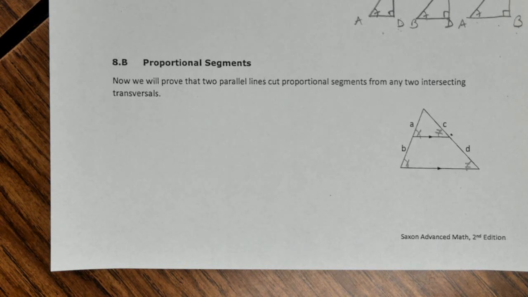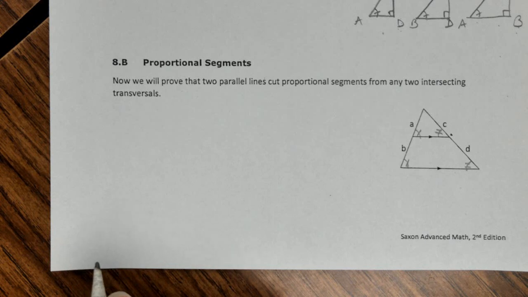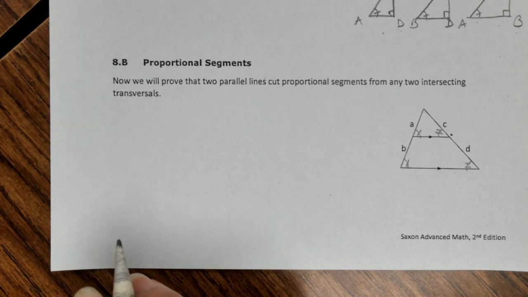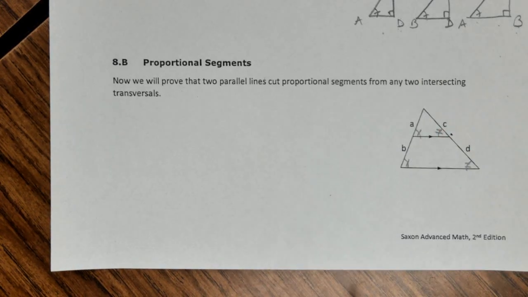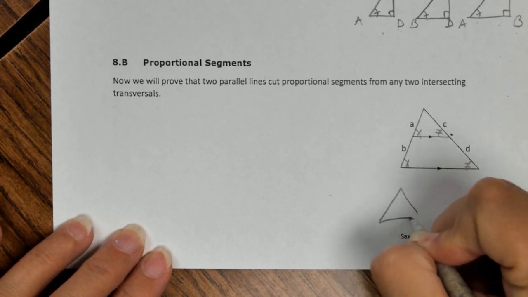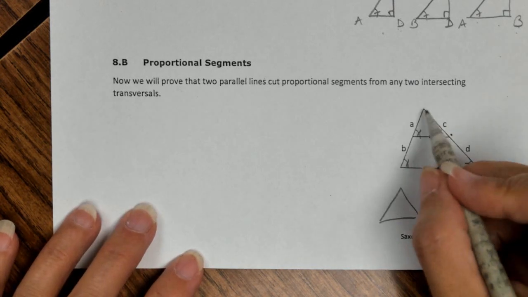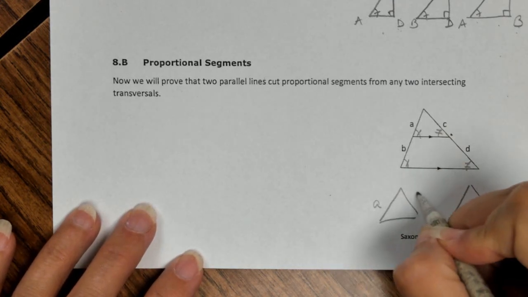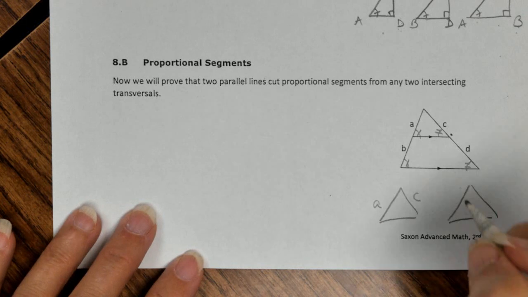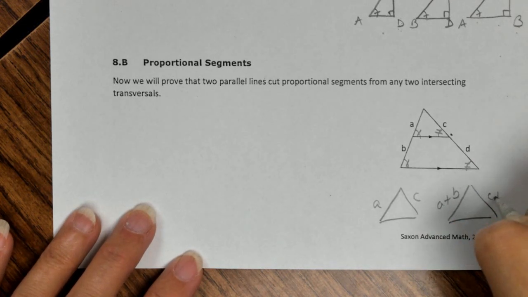In order to do that, we need to remember something. It's just from part A, so it shouldn't take too long to remember. It's these proportional segments on these triangles. So here we go. I'm going to redraw these. Rough sketch. Alright, so on the small one on top here, this is A, this is C. On the larger one, this side is A plus B, and this one is C plus D.